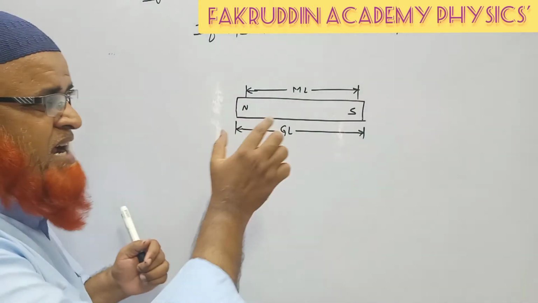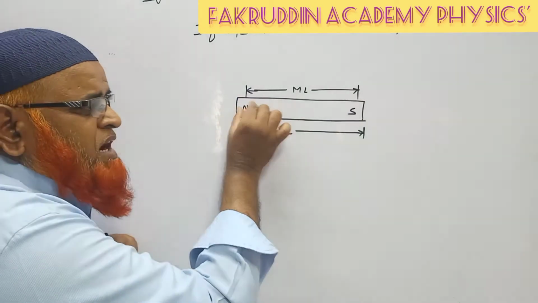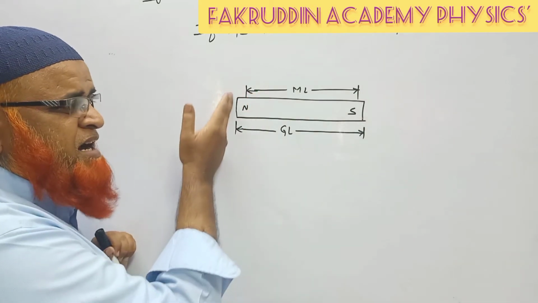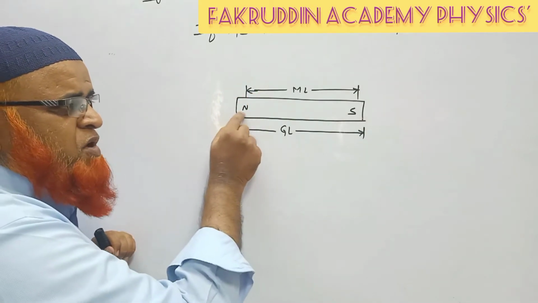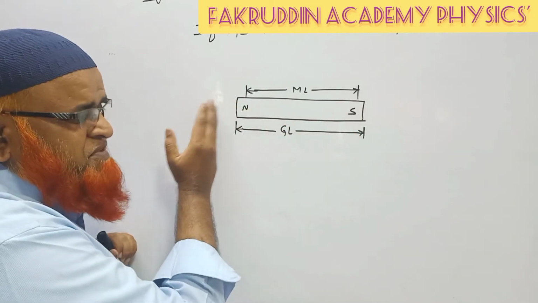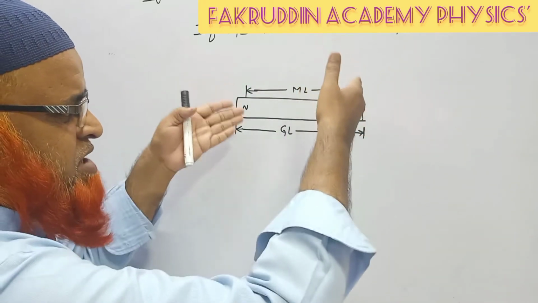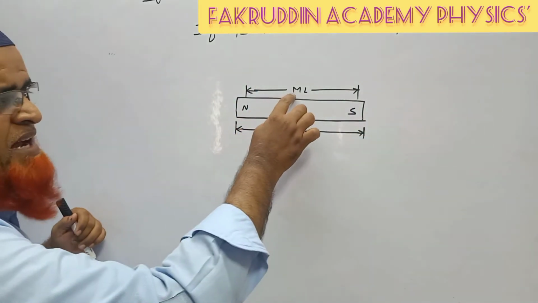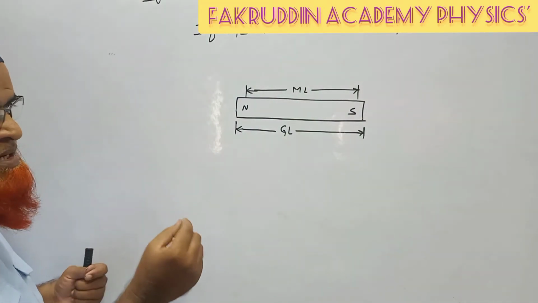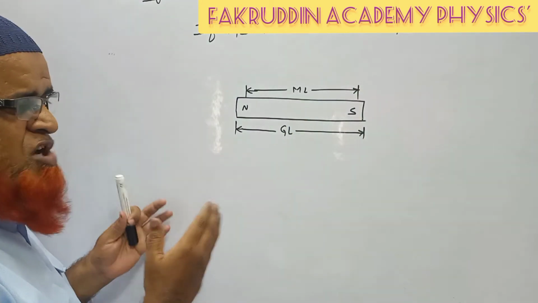Then what is the magnetic length? You know that the north pole and south pole are residing a little bit inside compared to the edge. The north pole and south pole of a magnet reside a little bit inside of the edge here. Okay, so therefore magnetic length will be a little bit lesser. ML means magnetic length, GL means geometric length here. Magnetic length is a little bit inside compared to the geometric length.